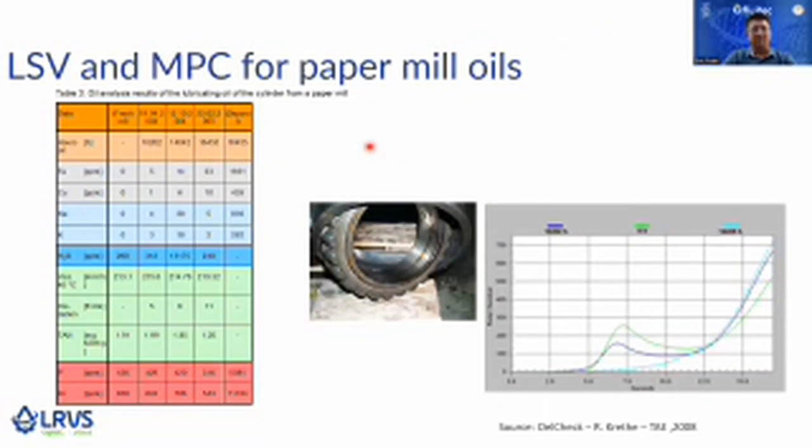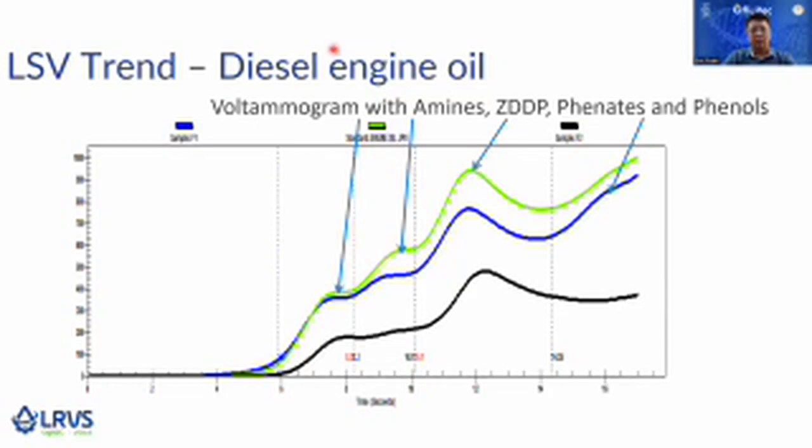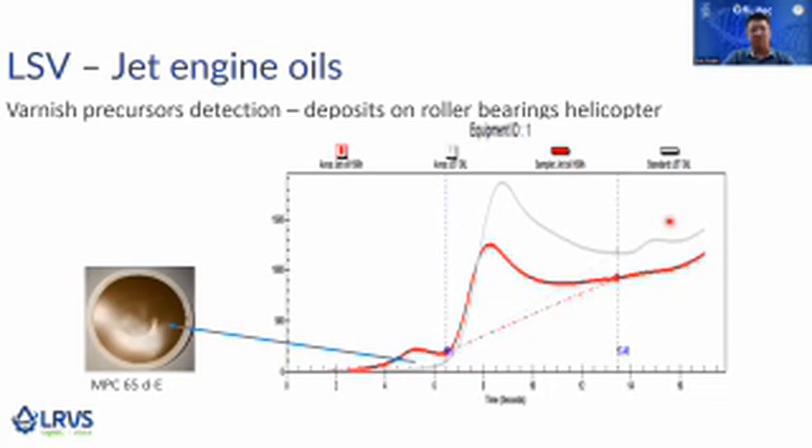This is the LSV and MPC for paper mill oil. And here, the diesel engine oil, which has a mix of a wide range of antioxidants like amines, zinc DDP, and phenols. So the LSV test was able to measure these different types of antioxidant packages. And of course, the jet engine oil, which is a synthetic oil. In this picture here, with this synthetic oil, there's a possibility of high MPC, like 65.